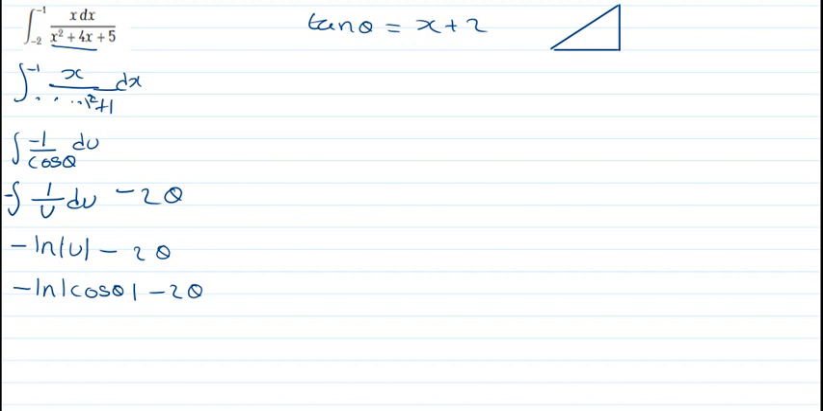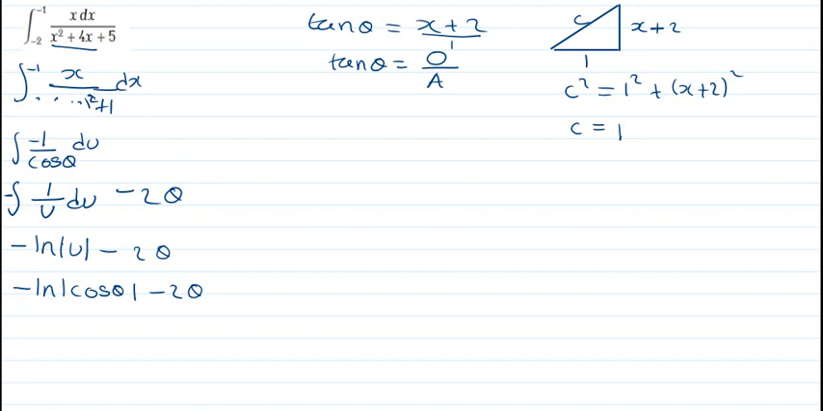Now to this, since we know that tan theta is equal to opposite over adjacent, and here we can take it that our adjacent is 1, so we're going to have 1 here, then our opposite is x plus 2, meaning that we're supposed to find our c. To find our c, we're going to use Pythagoras theorem, where we say c squared is equal to 1 squared plus (x plus 2) squared, meaning that our c is going to be equal to the square root of 1 plus (x plus 2) squared.